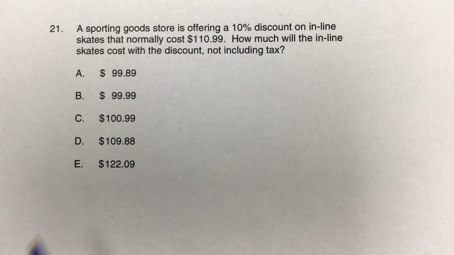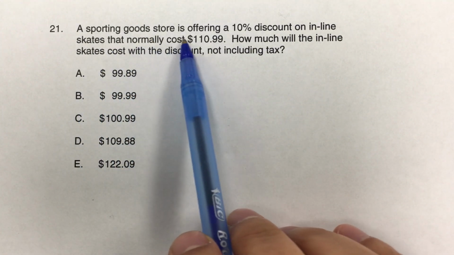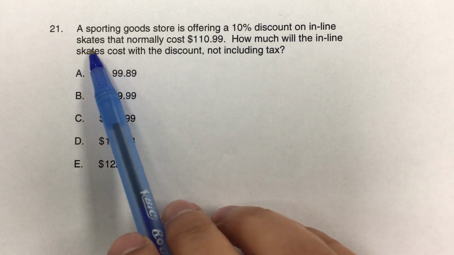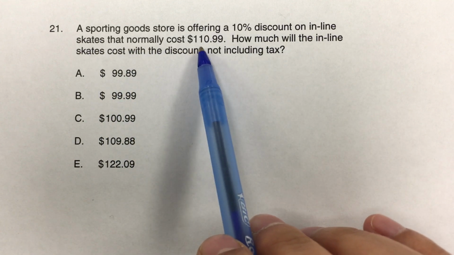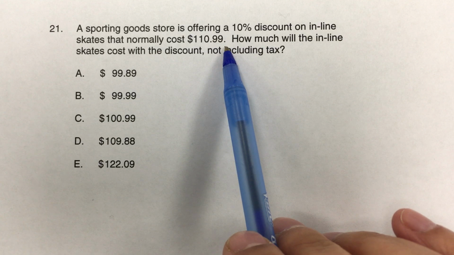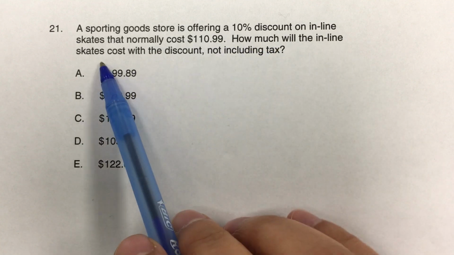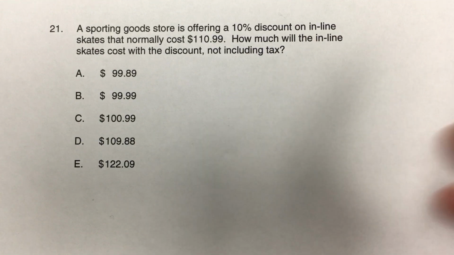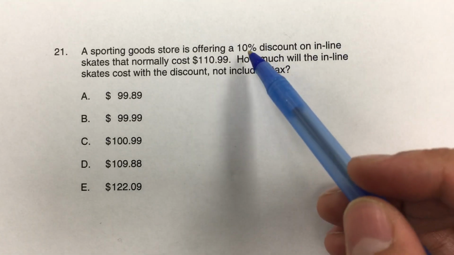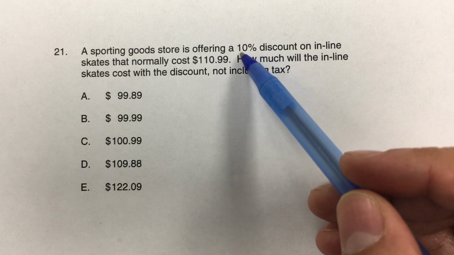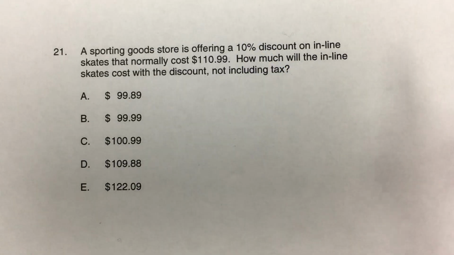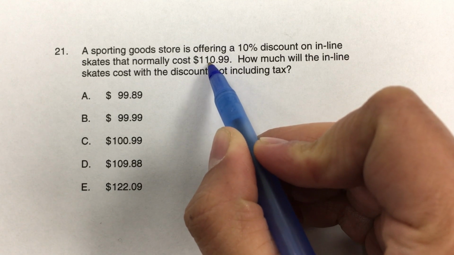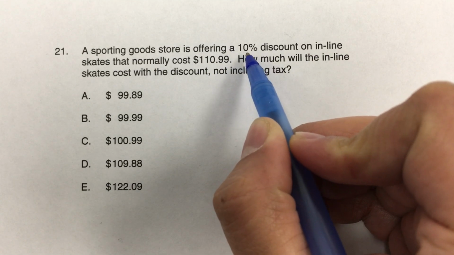Number 21 says, a sporting goods store is offering a 10% discount on inline skates that normally cost $110.99. How much will the inline skates cost with a discount, not including tax? So there is an easy way to find 10%, but I want to show you just in case it's not as easy as 10%. Usually with 10%, all you have to do is just move it to the left one space because it has a 1 and a 0, okay?